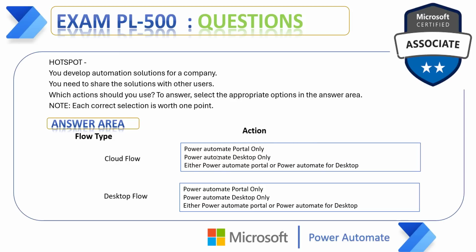The first action is Power Automate portal only. Second action, Power Automate desktop only. And the third action is either Power Automate portal or Power Automate for desktop. As per the requirement, we have to share the cloud flows and the desktop flows with another user. Before answering the question, I will show you how to share the cloud flows and desktop flows practically.